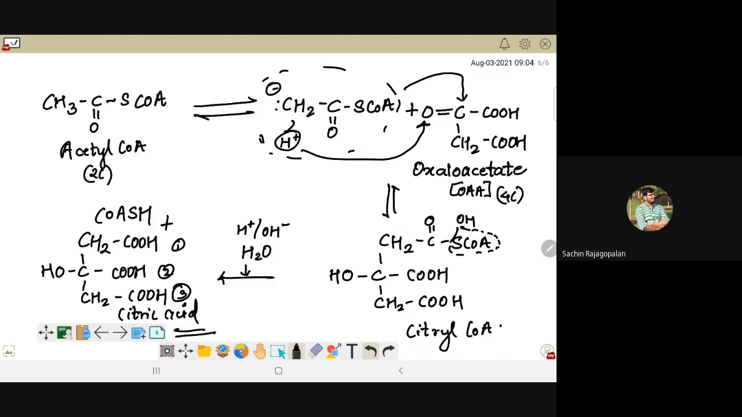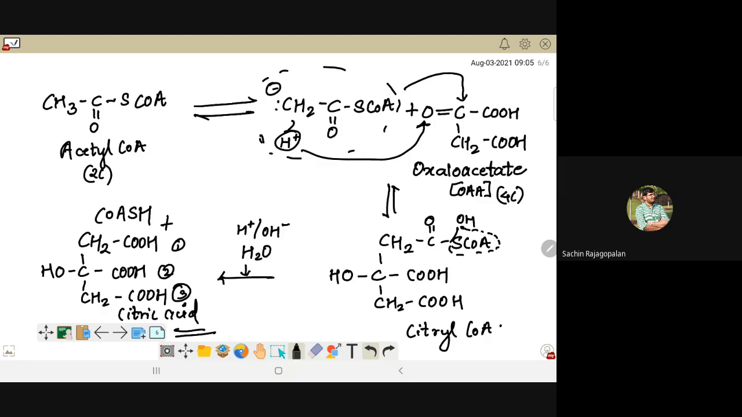So what we have done is acetyl CoA lost its proton from the methyl group, and we attached it to oxaloacetic acid. The C double bond O group was converted to a hydroxyl group by using that proton which came from the methyl group of acetyl CoA. So we formed citryl CoA, and then we added a water molecule. CoA SH was released, hydrogen from water was used for that, and the hydroxyl group was replacing the CoA SH in citryl CoA, forming citric acid, which is a tricarboxylic acid.